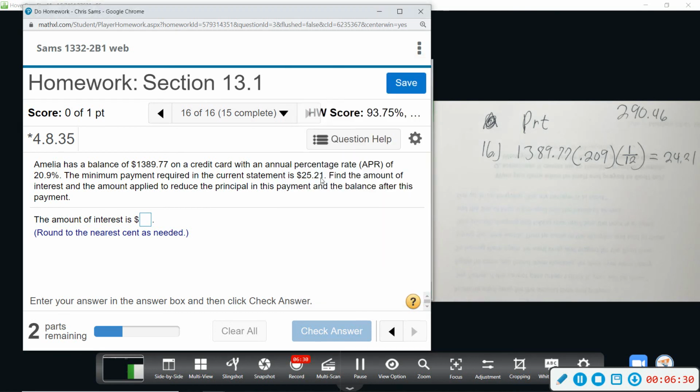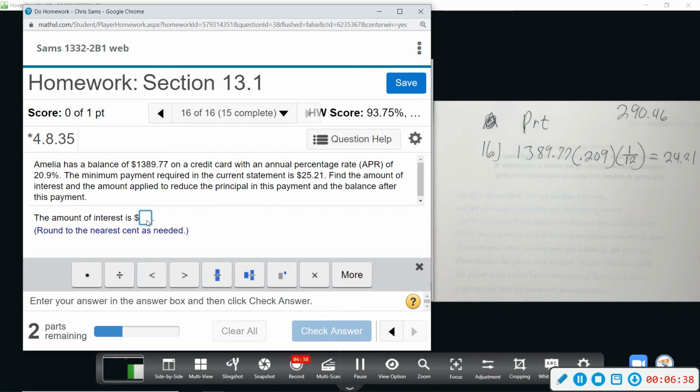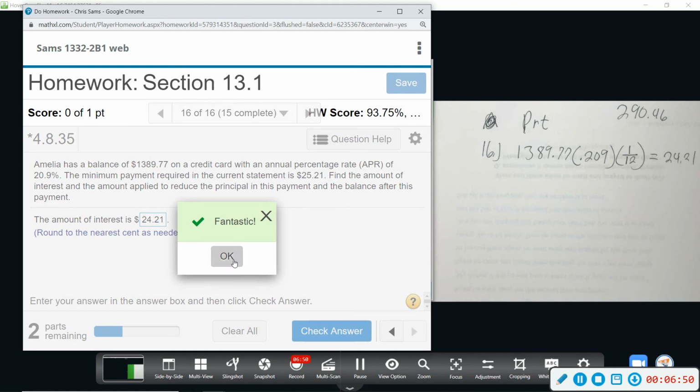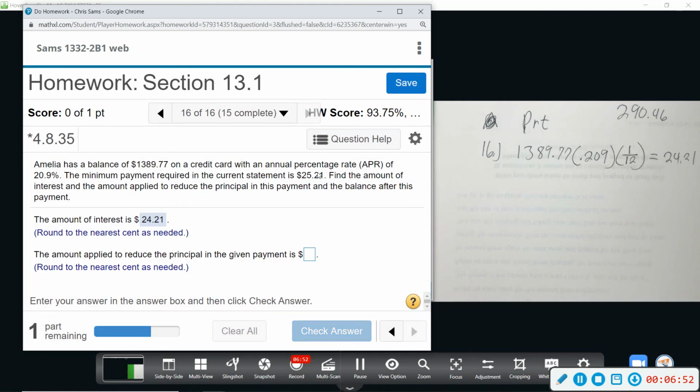Now, if the monthly payment is $25.21, what amount of interest? Okay, so I'm going to do the 24.21. Let me see if that's what they want. Okay, great. So it's monthly payment, so be careful when you work this one.